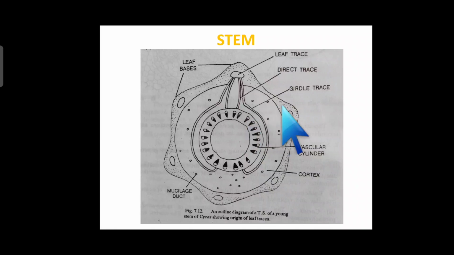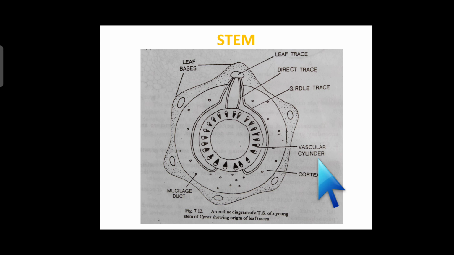Okay, so now the next topic is the internal morphology of the stem of Cycas plant. Now, this is the figure showing the diagrammatic representation of a TS section of a young stem, before secondary growth, because secondary growth also occurs in the stem, just like in the root. So here first we will discuss the internal structure of the young stem, that is, before secondary growth.